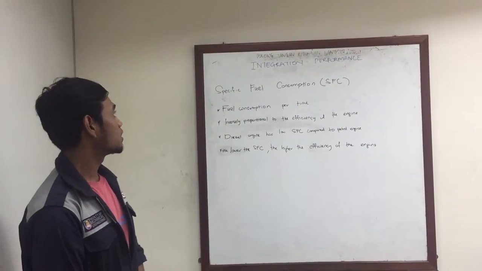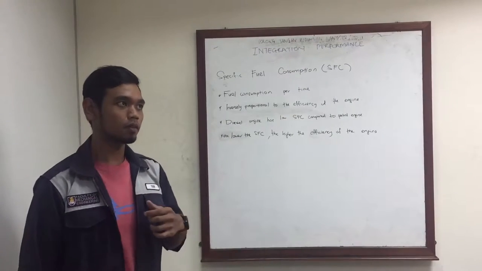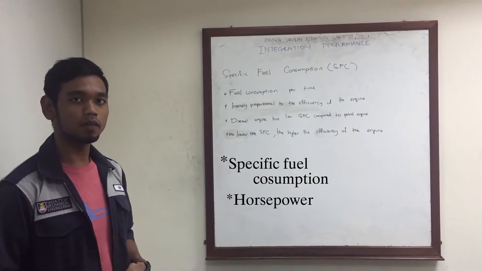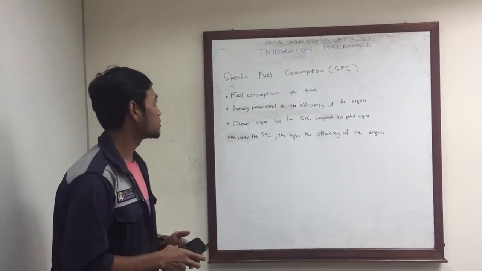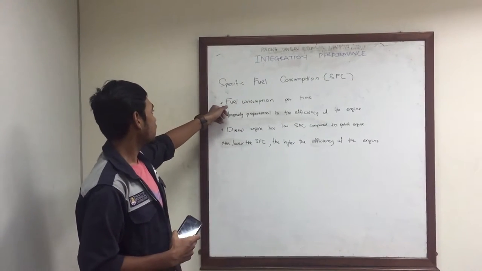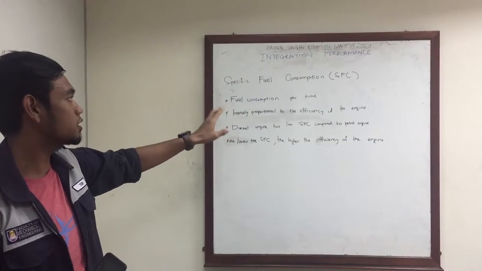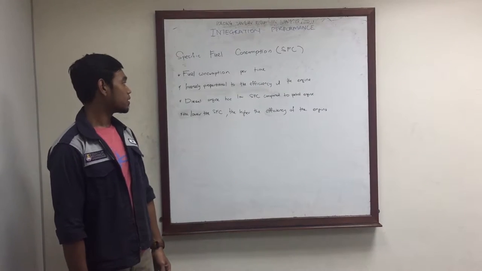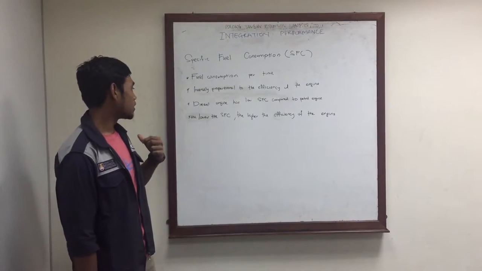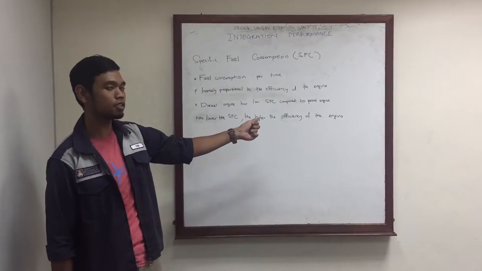Okay, we're gonna move into the engine performance part. We're gonna talk about two main points, which is specific fuel consumption and then horsepower. Specific fuel consumption is defined as fuel consumption per time, and it is inversely proportional to the efficiency of the engine. Diesel engine has low specific fuel consumption compared to petrol engine. This concludes that the lower the specific fuel consumption, the higher the efficiency of the engine.